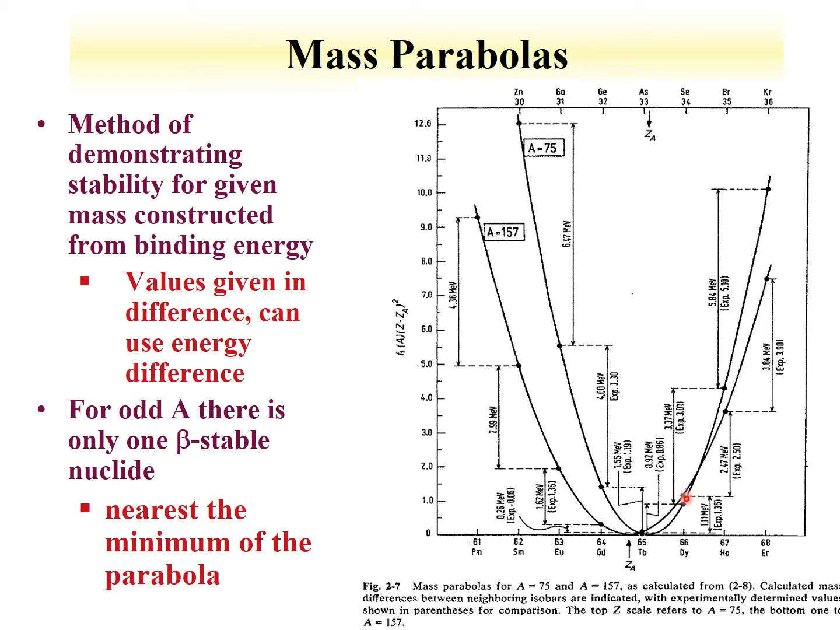So what this shows is it's a way of plotting the energy from one isotope to another, and it also clearly identifies those stable isotopes. Those are at the bottom of the mass parabola. And for odd A isotopes, there's only one beta stable, and for even A isotopes, sometimes there'll be multiple beta stable isotopes.